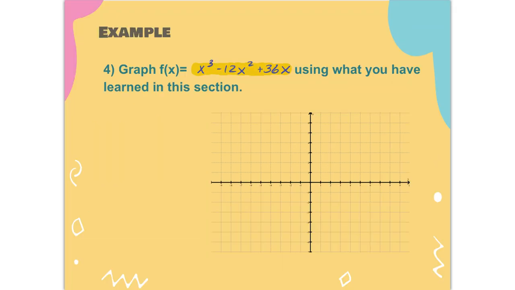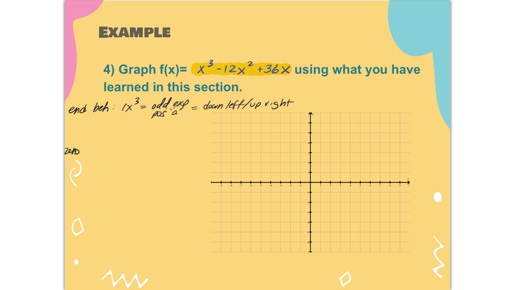A couple more examples. I'm going to do another equation here. Again, I'm going to look at the end behavior first, and I'm going to look at that leading term. Because it's an odd exponent, or odd degree, and it's a positive a value, I know that my graph is going to go down on the left and up on the right. Again, these are things you have to memorize.